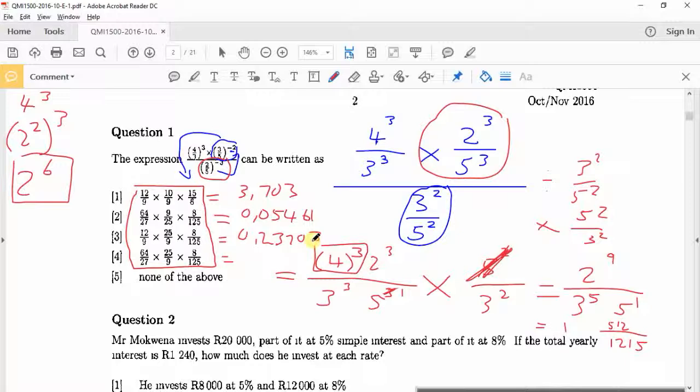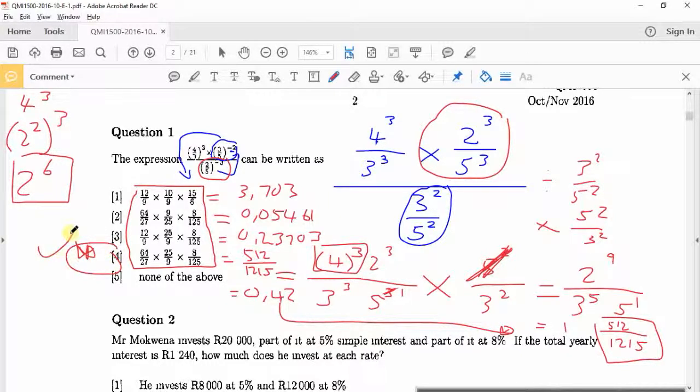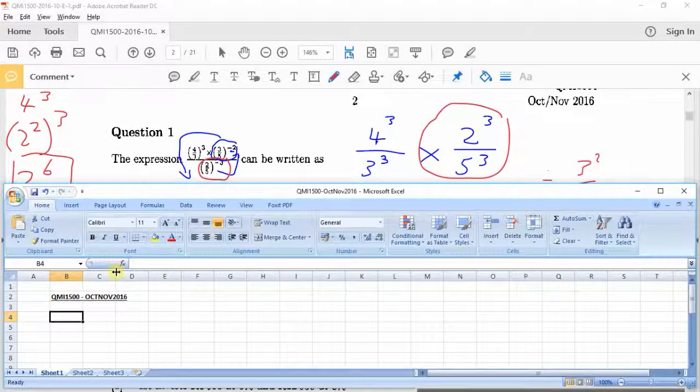25 over 9, 8 over 125. That gives me that. There we go. Same. See? Awesome. So this one gives you 512 over 1215, which is equal to 0.42, which is the same as that. Okay, so it's option 4. Yeah, so not a nice question because you have to do lots of mathematics, but you get the right answer eventually. Okay, question 1, option 4.